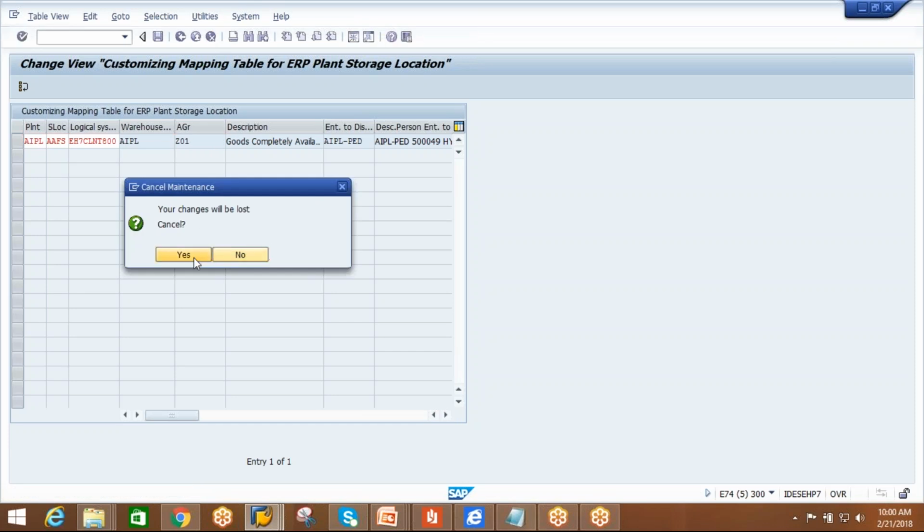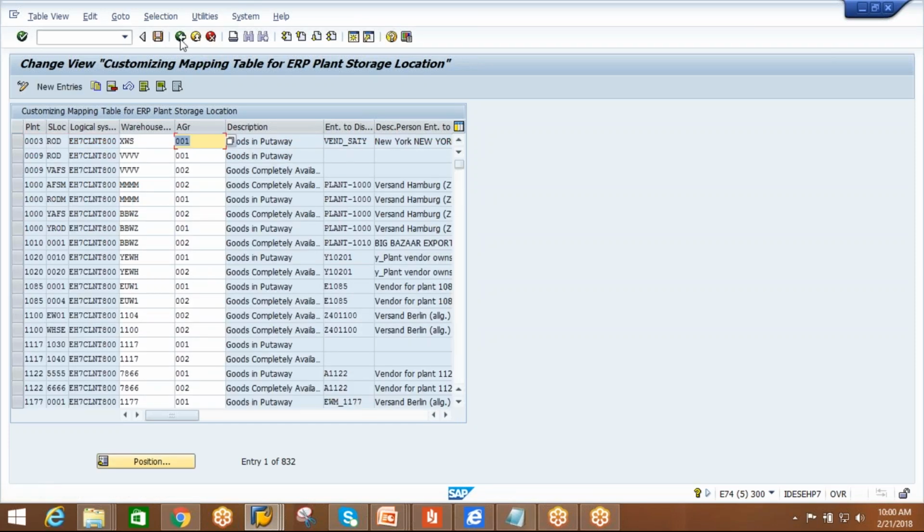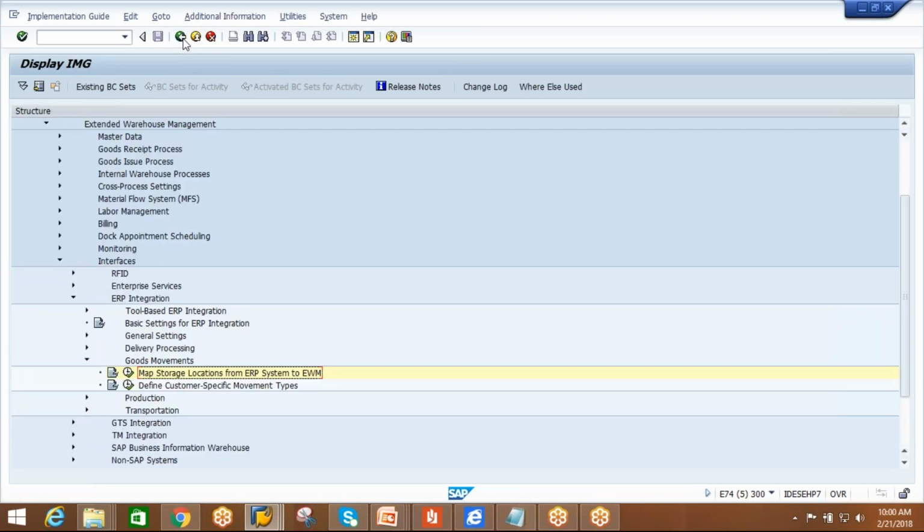Now, sir, if I am having only one storage location, how to manage? Simple, only one storage location. You cannot find unrestricted put away and high unrestricted warehouse. You just have a single word, unrestricted. It's not mandatory to have F1 and F2. We need to create one FX and map like that. Yes, exactly. And it's not mandatory to have two storage locations. With a single storage location also, it is possible to work with EWM.